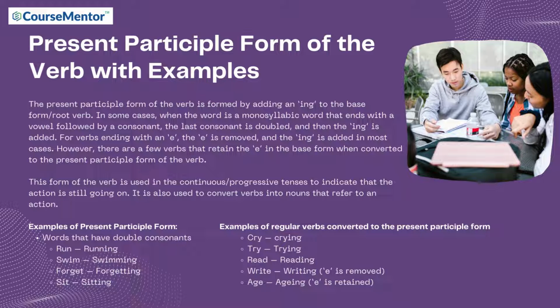Examples of present participle form. Words that have double consonants. Run, running. Swim, swimming. Forget, forgetting. Sit, sitting. Cut, cutting. Examples of regular verbs converted to the present participle form. Cry, crying. Try, trying. Read, reading. Write, writing. E is removed. Age, aging. E is retained.